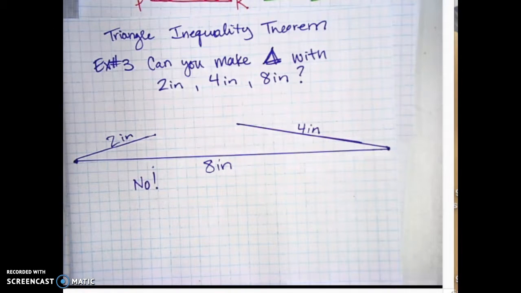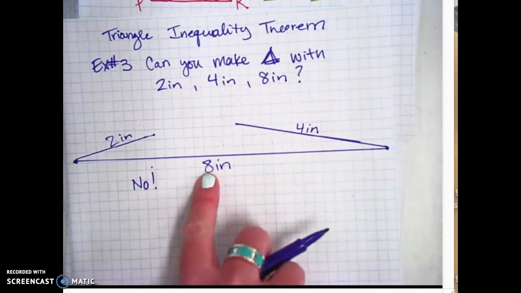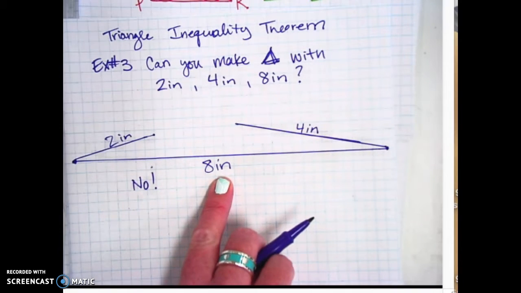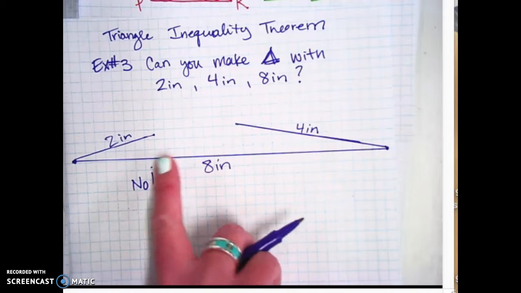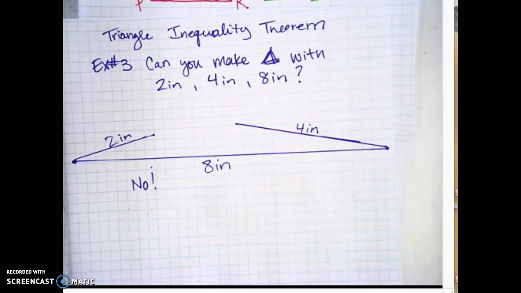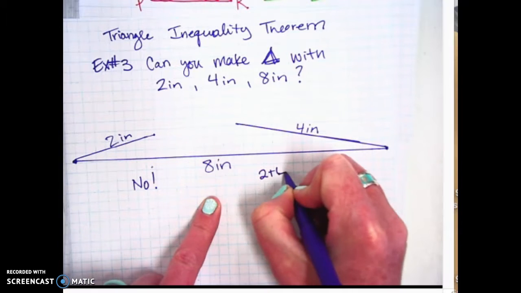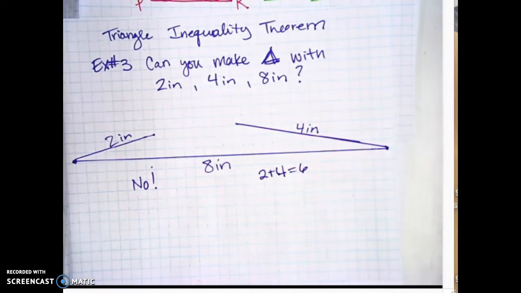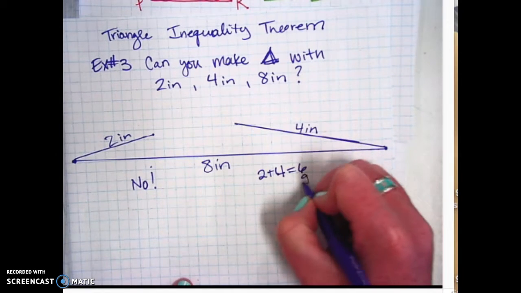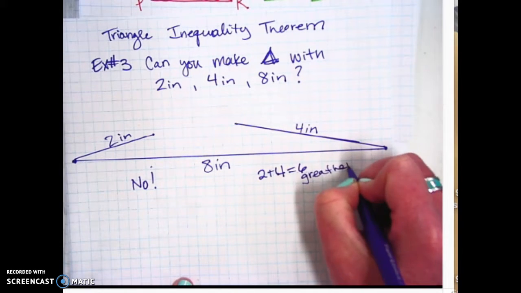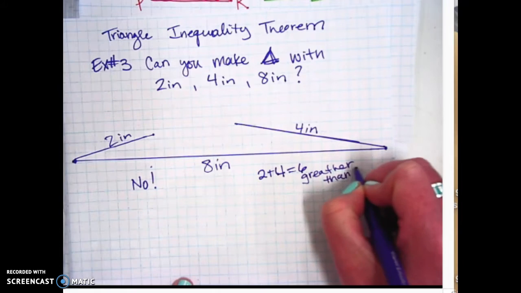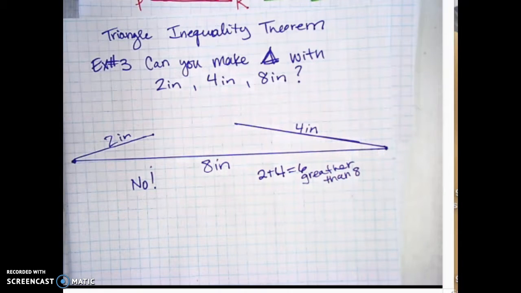So your third side, which we'll call the longest side, is always going to need to be less than the sum of the two other sides. So in this case, 2 plus 4 is only 6. So it should be greater than 8 in order for it to make a triangle. Okay?